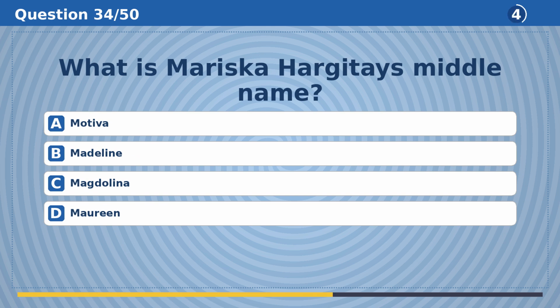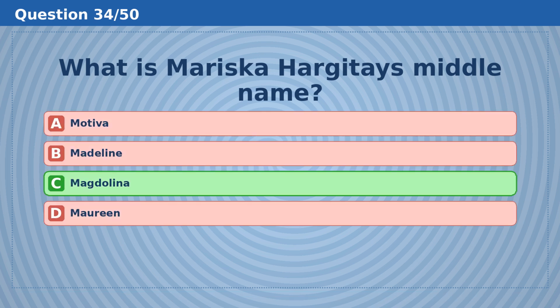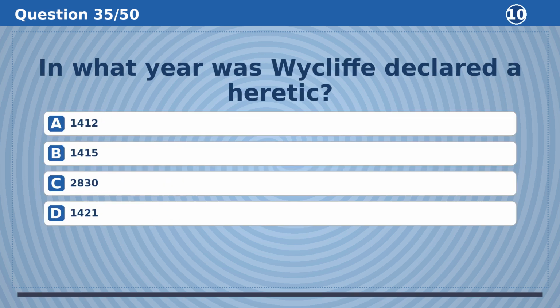What is Mariska Hargitay's middle name? The answer is C, Magdalena.